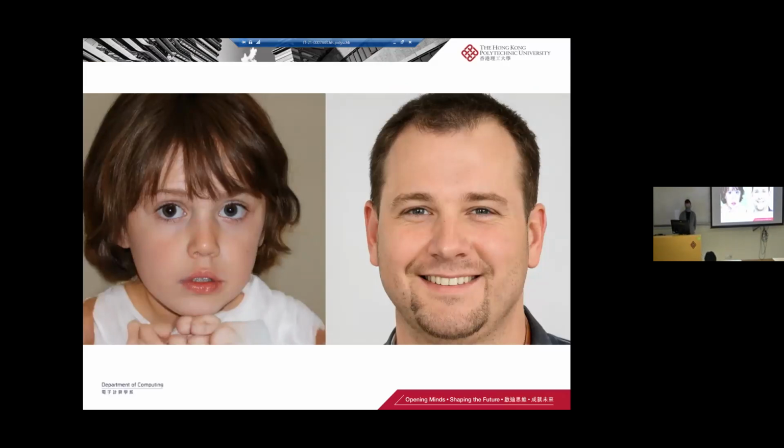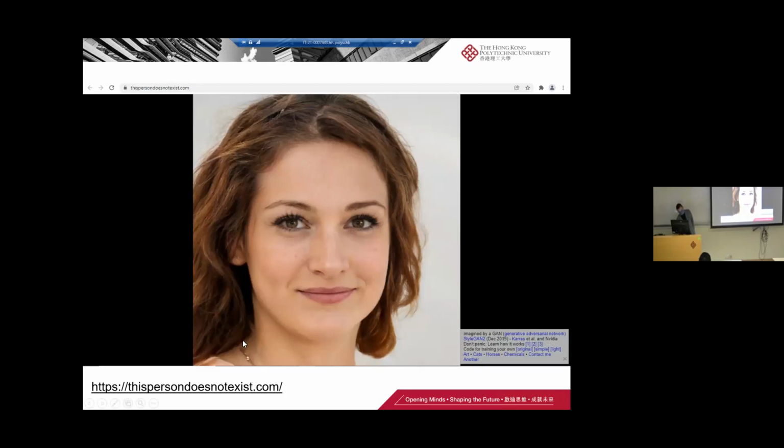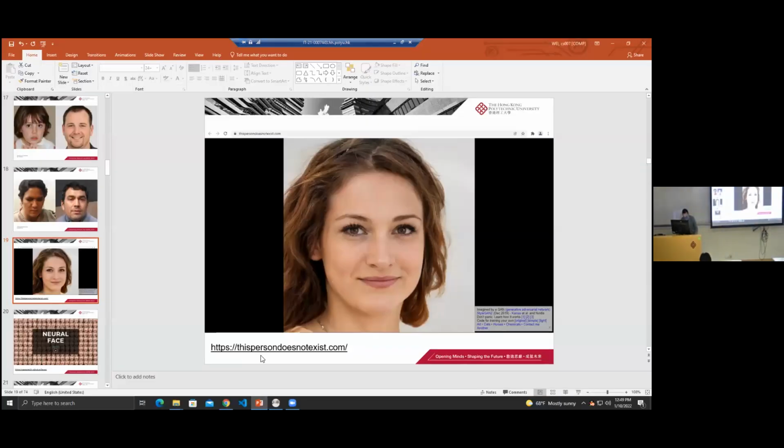Another one: there are two images. Do you know who they are? Looks familiar? A little bit, right? Is it someone whose name you can tell? Looks very familiar, right? But I'm not sure, and you're not sure who they are. And this one as well. Actually, you see, there's a link called "This person does not exist," because those people are images generated automatically by the computer, so they do not exist in this world. They're artificial images. We can go there actually.